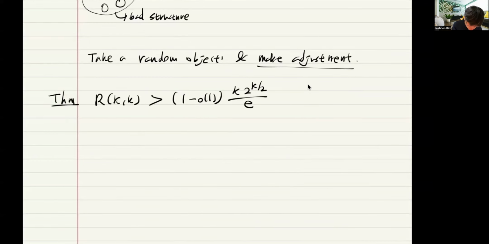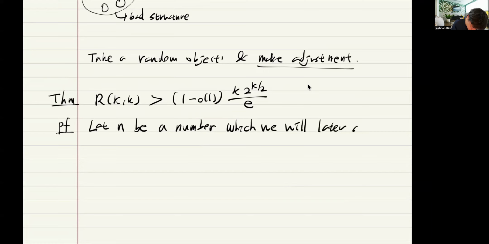Because the previous lower bound we obtained was e times square root of 2, 2^(k/2) over k, and we can remove this square root of 2. Technically, this constant is slightly more than 1, but it goes to 0 as k goes to infinity. So this is almost square root of 2 times better than the bound before. So here, again, we take a number n, which we don't fix now, but which we will determine later.